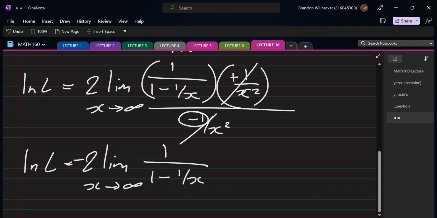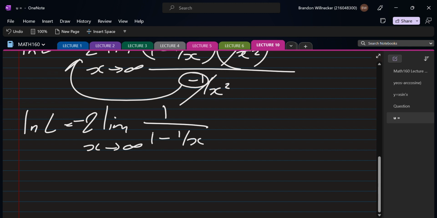Okay, so this minus sign, you can take it right out to the front, and then you don't have to worry about it. Okay, the 1 over x, when x goes to infinity, that part's going to go to 0. So we're left with 1 over 1, which is just 1. We don't need to worry about that. So the natural log of L is minus 2.